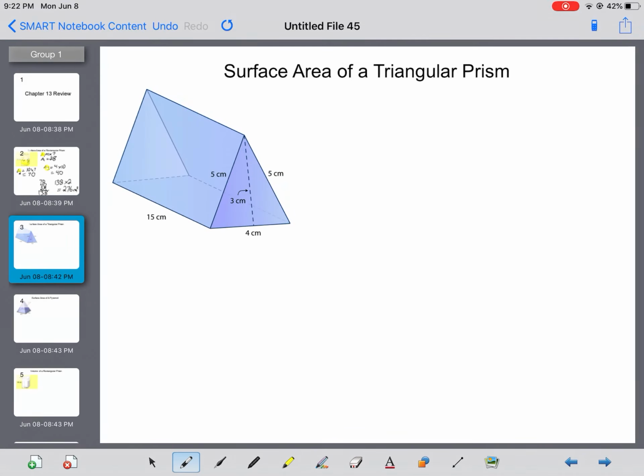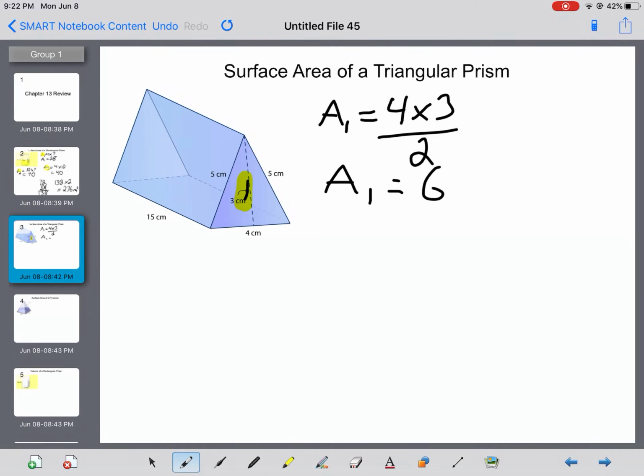Now we have a triangular prism. Here I can think about how I have 5 different faces. I can figure out the surface area of the triangle first. I'll call that area 1, and I can do base times height divided by 2. I would get 12 divided by 2 equals 6. Then I'm going to multiply that by 2 because I have 2 faces that are triangles, the front and then the back here. Okay, so 12 is an important number.